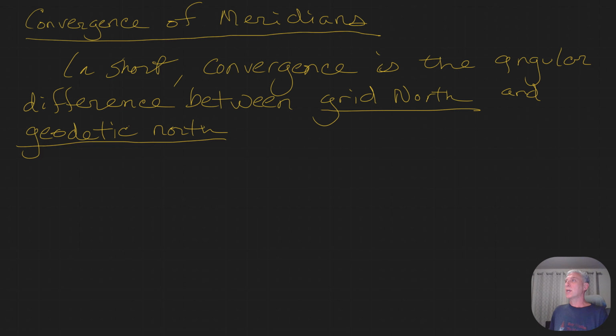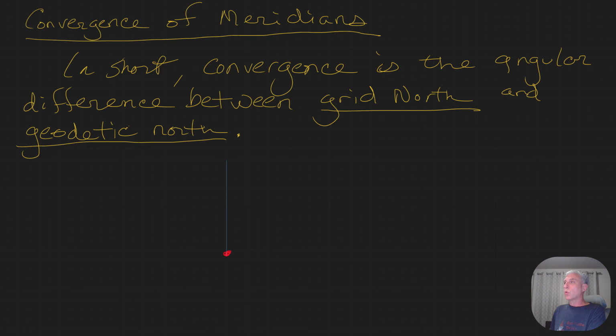That difference is convergence. In short, convergence is the angular difference between grid north and geodetic north. So if I had a point, and depending on where that point is oriented on a specific map projection, and I can draw north from that point, that's grid north.